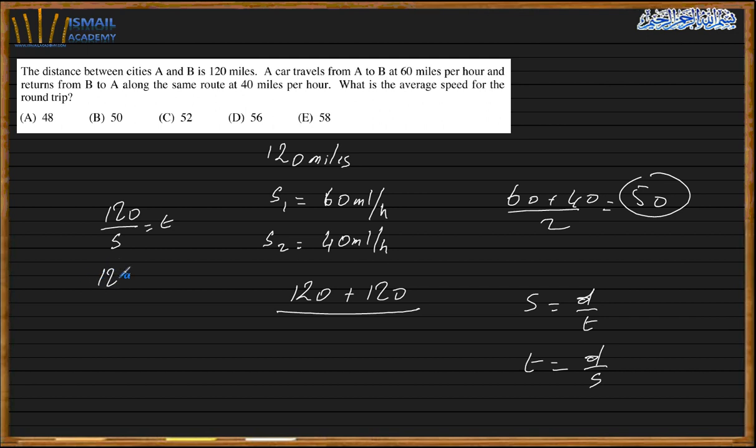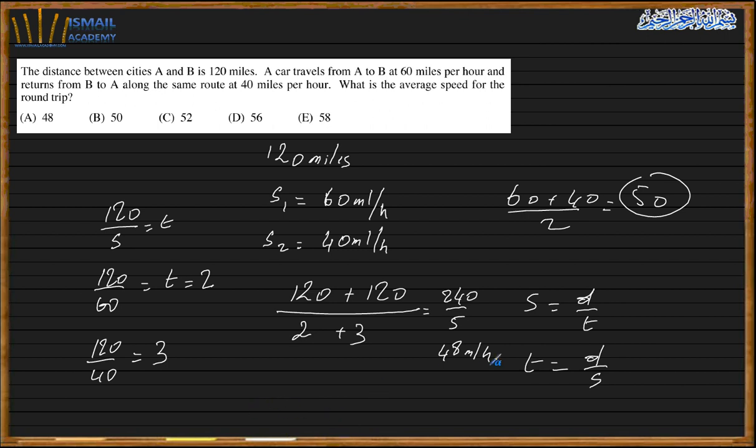So here I will have 120 over 60 to give me the time, which is 2. That means the first trip took 2 hours, and the second one is 120 over 40, which is 3. Now you add the total time, which is 5 hours, so it's going to be 240 over 5, and this is 40 miles per hour.